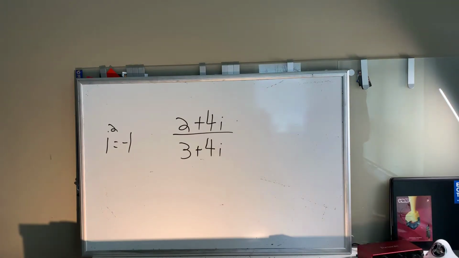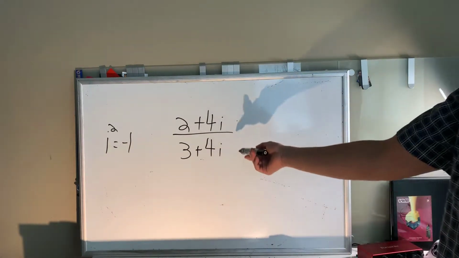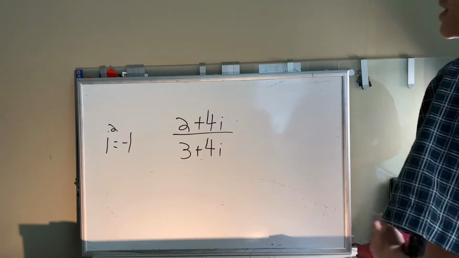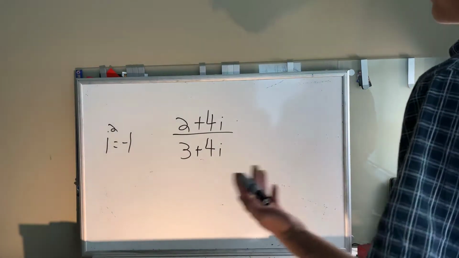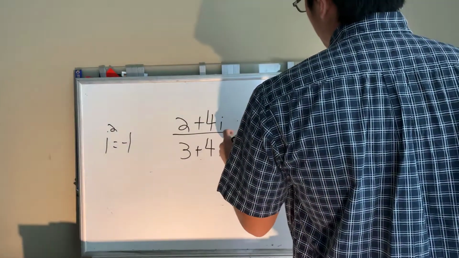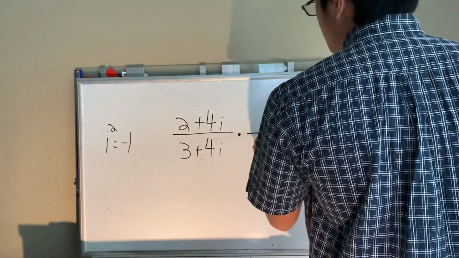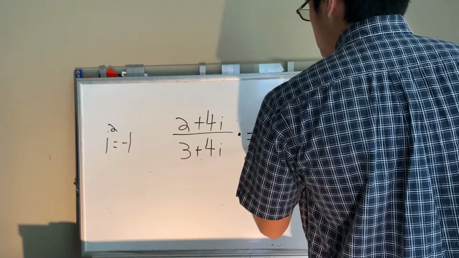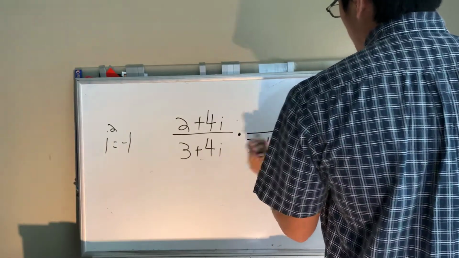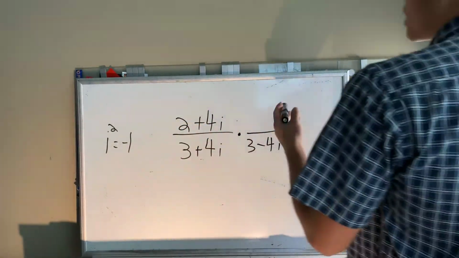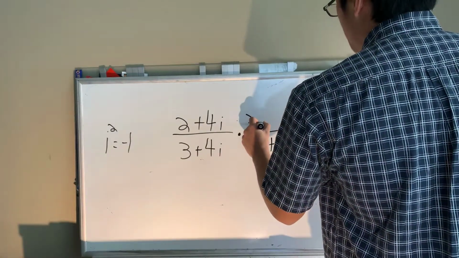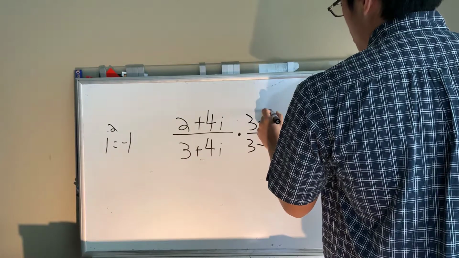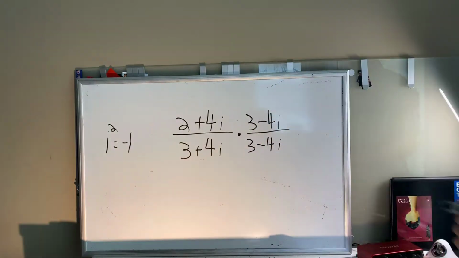Complex conjugates tie into division statements just like this. Our denominator needs to be a real number, so we can rationalize it by using the complex conjugate only on the denominator by multiplying it by 3 subtract 4i, which is the conjugate of 3 plus 4i. Whatever we do to the bottom, we do to the top. So we also multiply this by 3 subtract 4i. And now it's up to us to do the math.